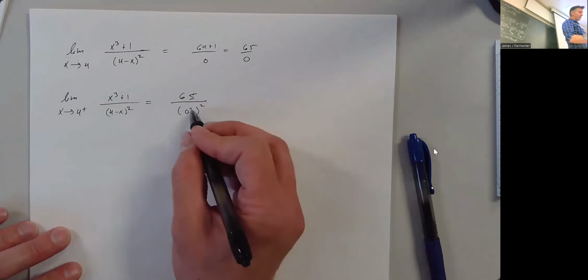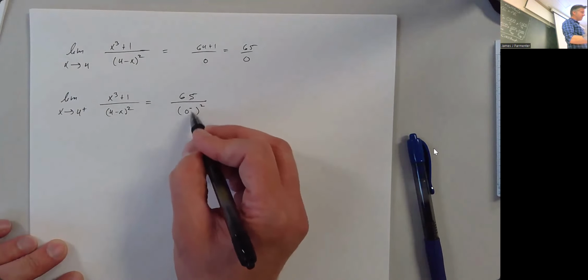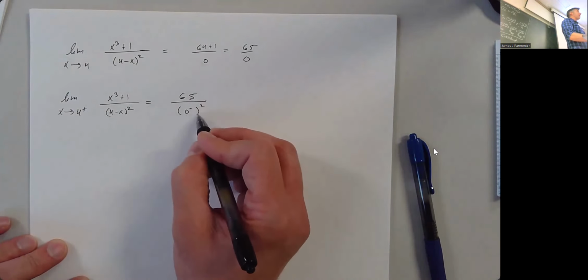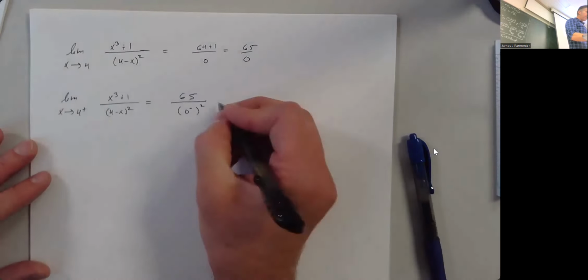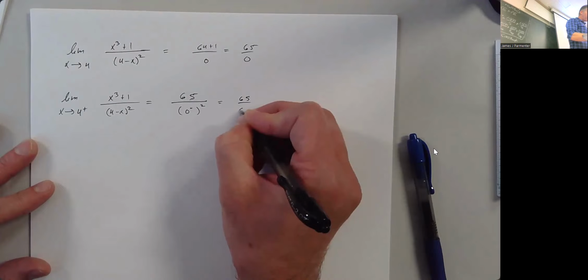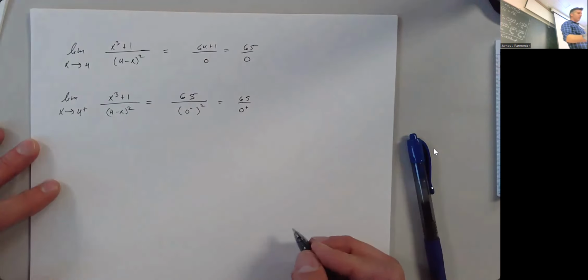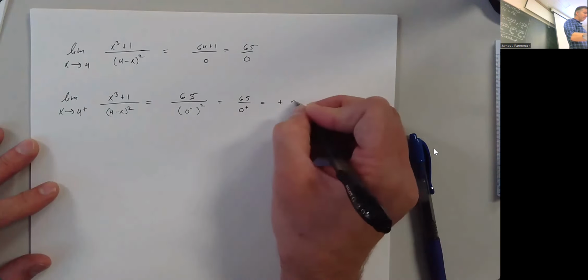So the bottom here, you have a 0 that's slightly negative, but you're squaring it. And when you square something, negative times a negative is positive, and positive times positive is positive. So whenever you square something, it ends up being positive. So what you really have here is 65 over a very slightly positive number, which is going to give us a positive infinity.